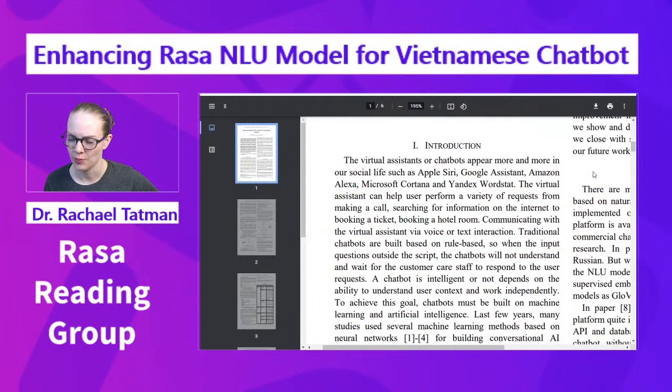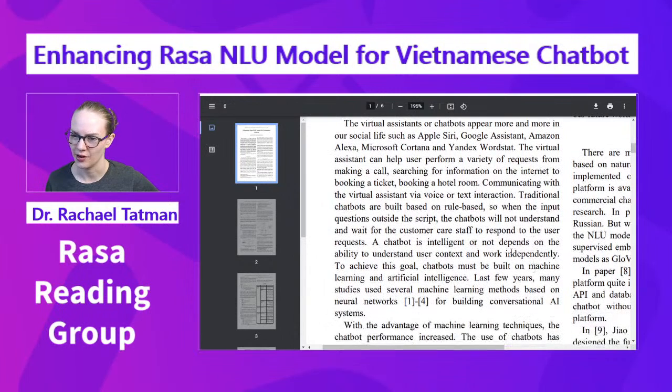The virtual assistant can help users perform a variety of requests, from making a call, searching for information on the internet, to booking a ticket or booking a hotel room. Communicating with the virtual assistant via voice or text interaction. So they're just talking about the use of virtual assistants and chatbots in day-to-day life.